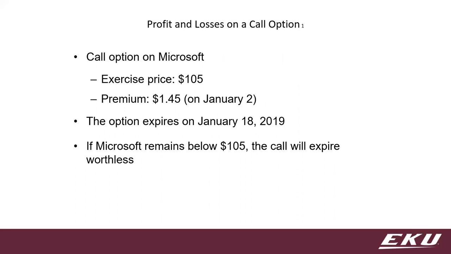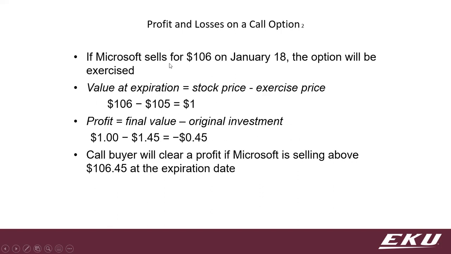So when we're looking at the profit and loss on a call option, right? The exercise price is 105, and then we would have to pay $1.45 for this, right? It's going to expire there, right? If it stays below 105, I have the right to buy it at 105. If it stays below it, then I don't exercise. If it goes above it, then I will make some money, right? So if it goes to 106, then it would be the 106 minus the 105 that I have to pay for it. So I get $1.